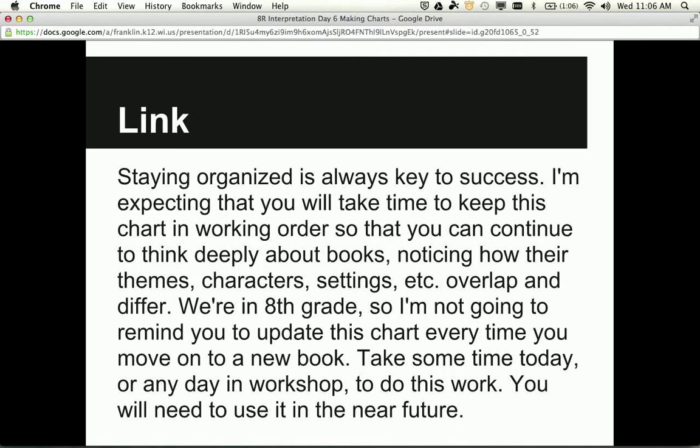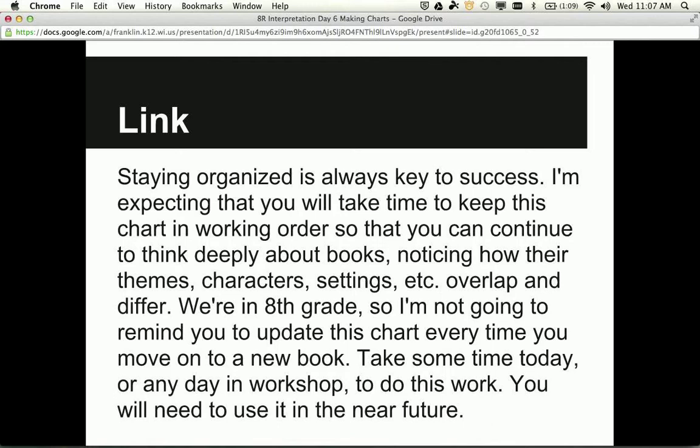I'm expecting that you will take time to keep this chart in working order so that you can continue to think deeply about books, noticing how their themes, characters, settings, etc. overlap and are different. We're in 8th grade, so I'm not going to remind you to update this chart every time you move on to a new book, but take some time today or any day in workshop to do this work. You will need to use it in the near future. And when I say that, I mean it. You're going to use this chart for an assessment coming up in the next, probably quarter. I think it's in the next unit.